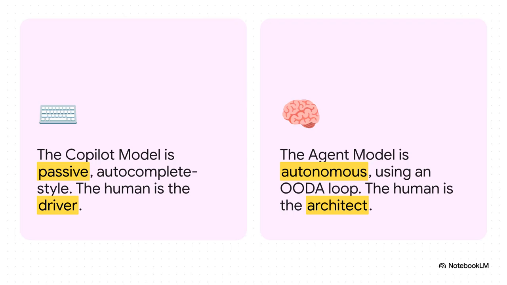Now look to the right. The agent model works on what's called an OODA loop. It can observe, orient, decide, and act all on its own. It plans multi-step tasks, messes with the file system, it's autonomous. Your job? It gets an upgrade. You're no longer the driver, you're the architect, you're the supervisor.